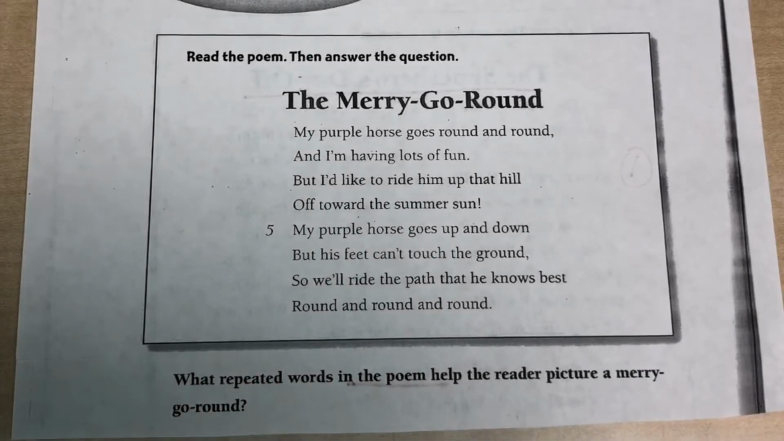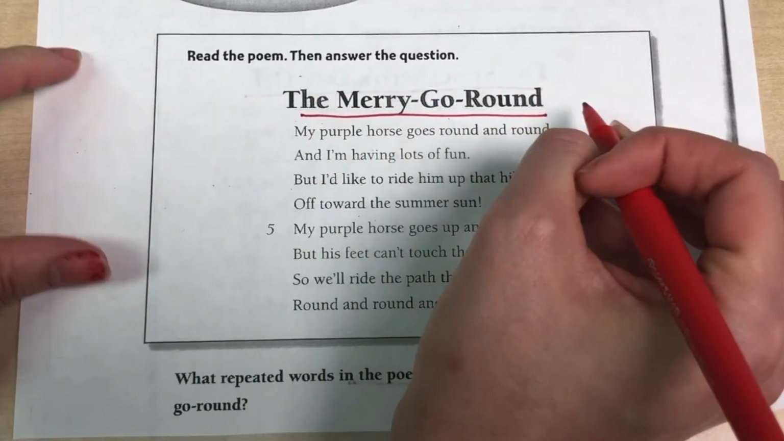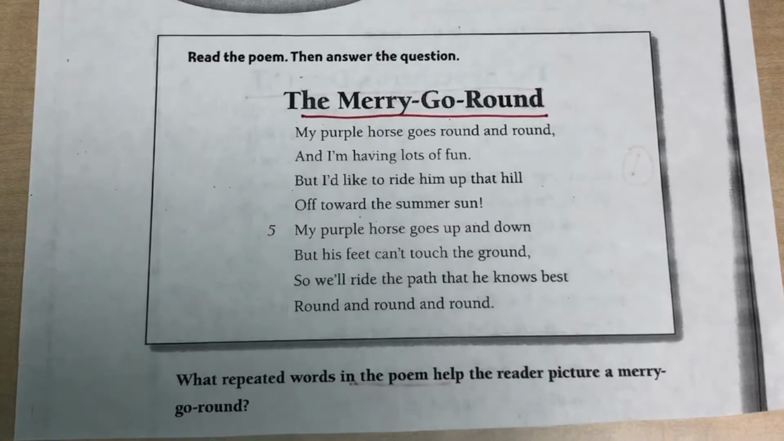Today, the passage that we are going to look at is a poem. So we're going to use our strategies to find the elements of the poem, to answer the question, and to read the poem. So first, like any other passage, we need to underline the title. Next, we need to look at our passage, and it does not have paragraphs because it's a poem.